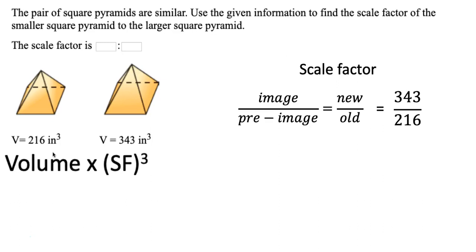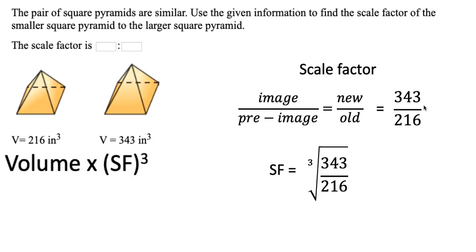Now remember, our scale factor to the third power. So this scale factor has already been raised to the third power because they're giving us the volume. So we need to work backwards. So what we're going to do is take the cube root of 343 over 216.